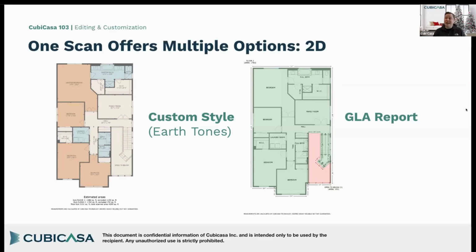What you see on the right-hand side of the screen here is an example of our GLA report, or gross living area report. This is a separate add-on that you can select. This will show the livable versus non-livable square footage of the home. This is typically used by appraisers, but a nice way to show the breakdown of the space if you've got a partially finished basement or areas of the top story of the home that have low ceiling height and aren't factored into the actual livable square footage of the space.